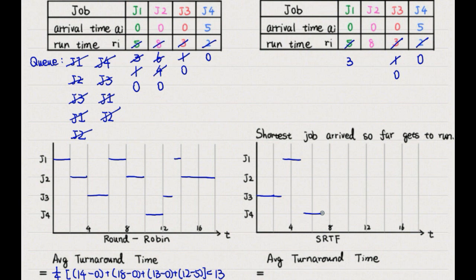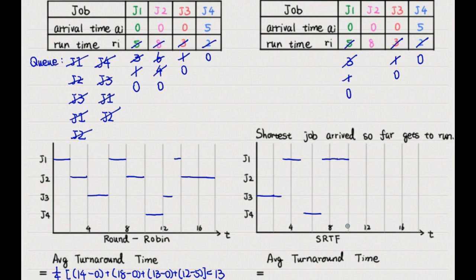Now at time t equals 7, J1 and J2 have arrived, and J1 has the shortest remaining runtime of 3, so we run J1 for 2 seconds, and the remaining runtime of J1 becomes 1. Now at time t equals 9, both J1 and J2 have arrived, and J1 has the shortest remaining runtime of 1 second, so we run J1 for 1 second and J1 completes.